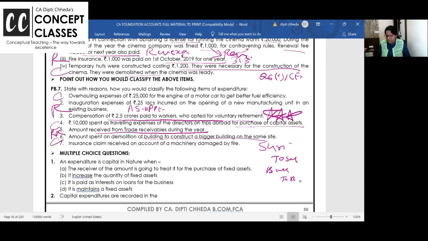Insurance claim received on account of machinery damaged by fire. A machinery was damaged, and the insurance company is going to give money. It will be taken as a capital receipt. This is not your income. The insurance you paid is your expense, but the insurance company is reimbursing the cost of the machinery, so credit it. Credit it where? In the machinery account. Many times machinery is not sold, it is destroyed in the fire. So you credit it.